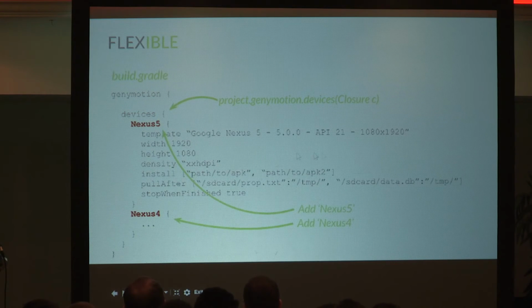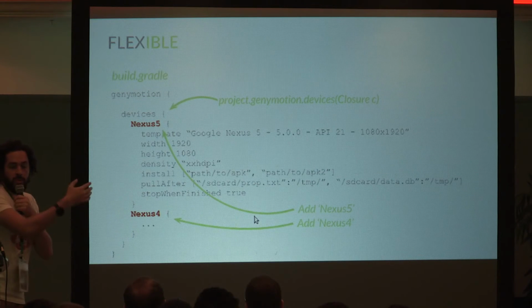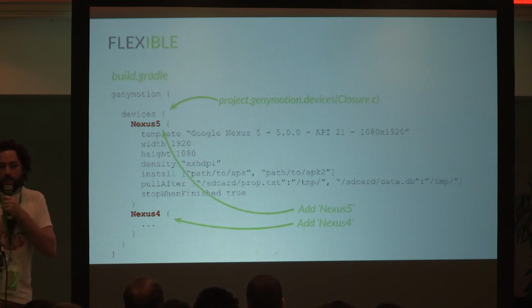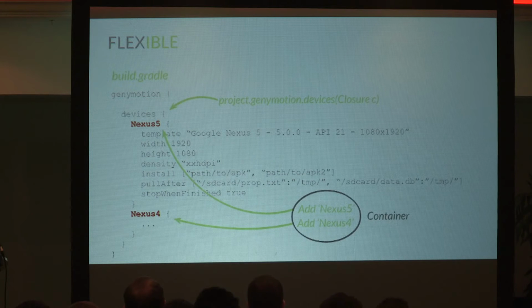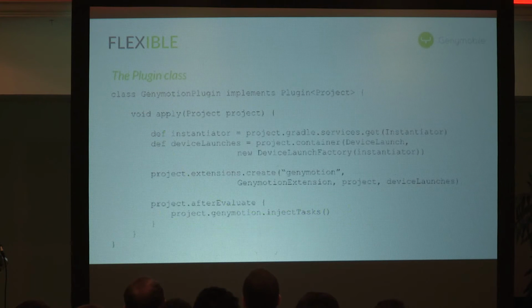But actually, Nexus 5 and Nexus 4 blocks, what they are doing conceptually is adding one device called Nexus 5 and another device called Nexus 4 into a list of devices that have to be created, then run, right? You get it? And actually, they are added into a container. And we will see right now what it is about.